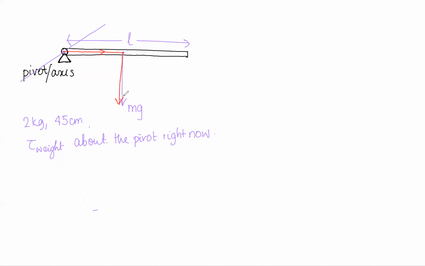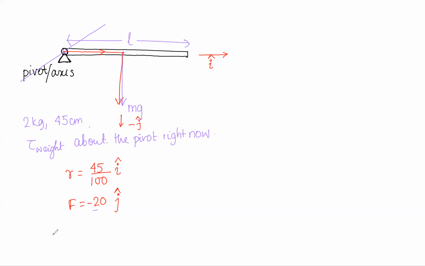If you want, you can write R and F in vector form. In this case, my value of R is equal to 45 centimeters, 45 by 100, but it is pointing along the positive x-axis. This direction is given as i cap. So my R is 45 by 100 i cap. My force is equal to mg, that is 2 kgs, which is 20 newtons, but it is acting in the downward direction, which is the minus j direction. So minus 20 j cap.